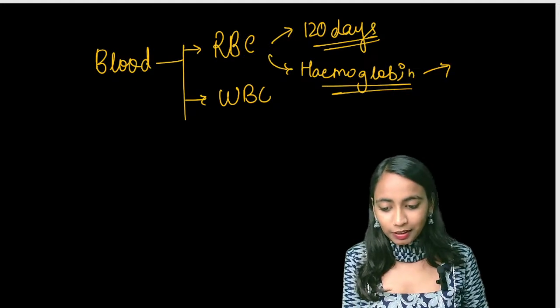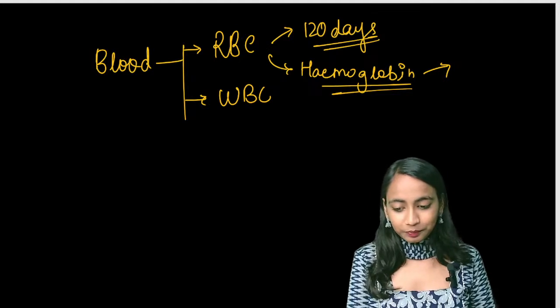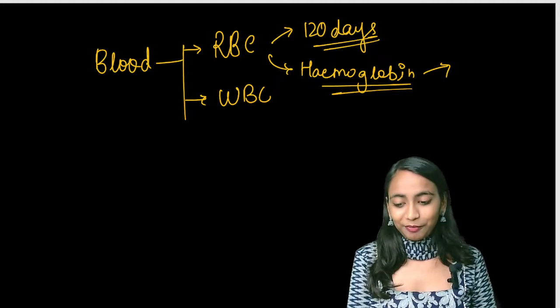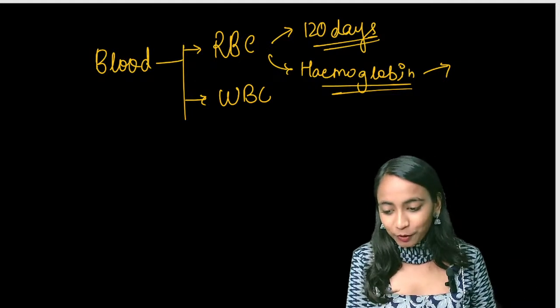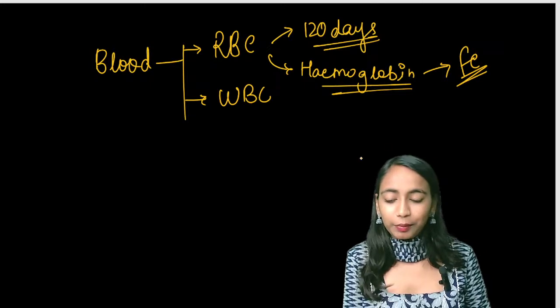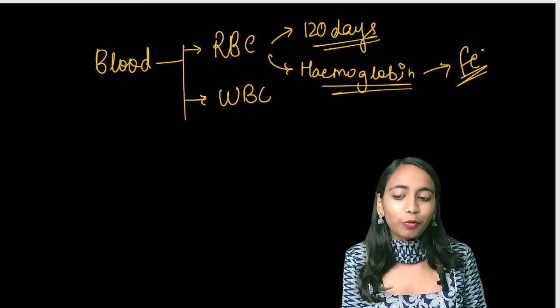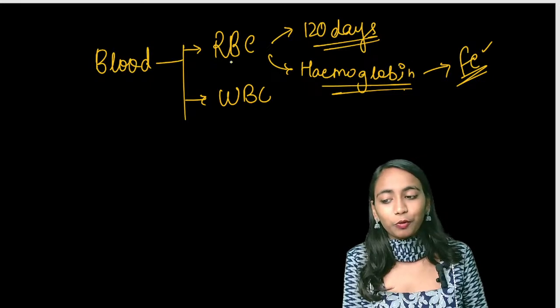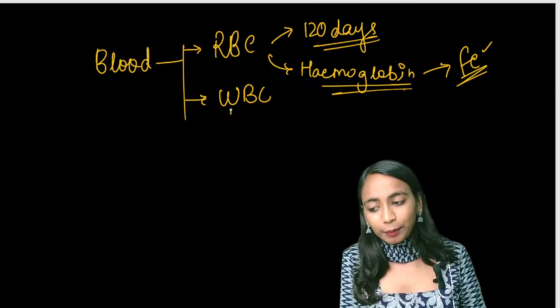Which mineral is present in hemoglobin? Anyone remembers? Which mineral is present in hemoglobin? Very good, Prem and Abhinav. Iron is present in hemoglobin. Fe या iron हम कहते हैं, that's present in hemoglobin. तो इसलिए हमारी बॉडी में अगर आयरन की डेफिशिएंसी होती है तो hemoglobin that further causes anemia.